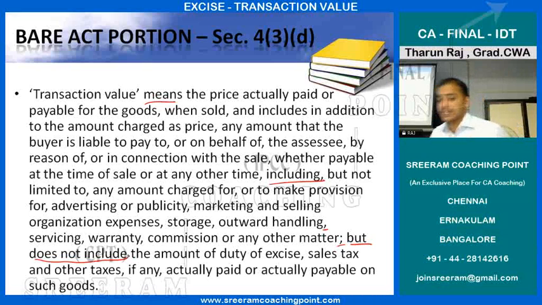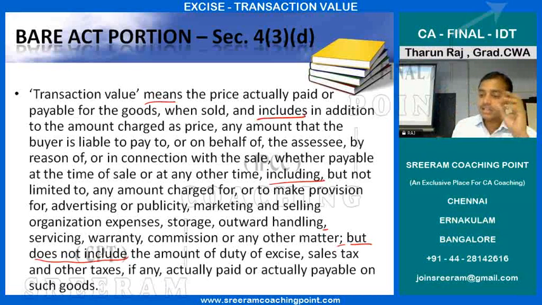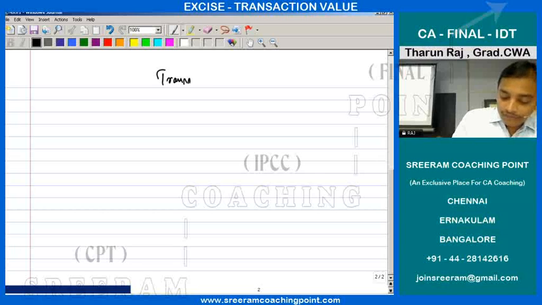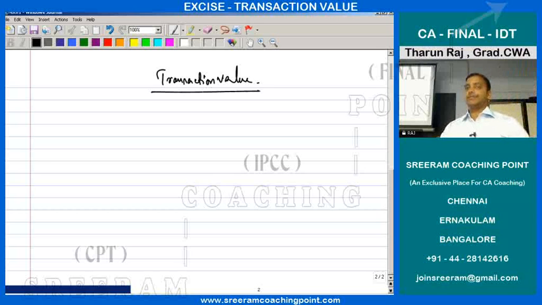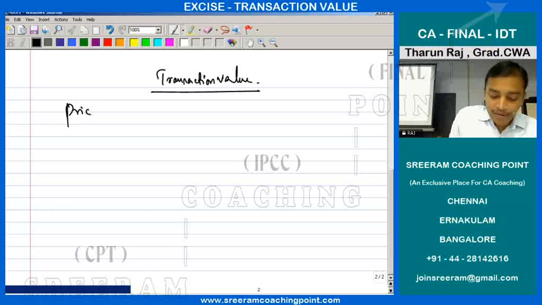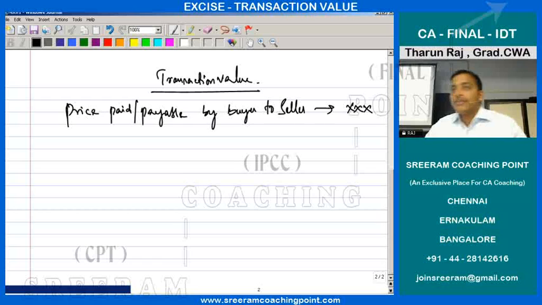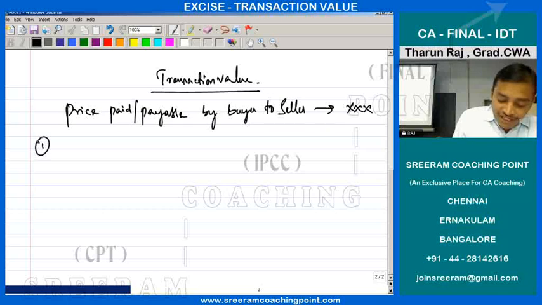Now the point here is, first we will check the specific portion. What is this specific portion? Each and every word has meaning. "In addition to the amount charged" means not only the price. What is the base? Price paid or payable by the buyer to the seller. Correct? This is the base. From this, we are reading the definition, the inclusions, the first part.